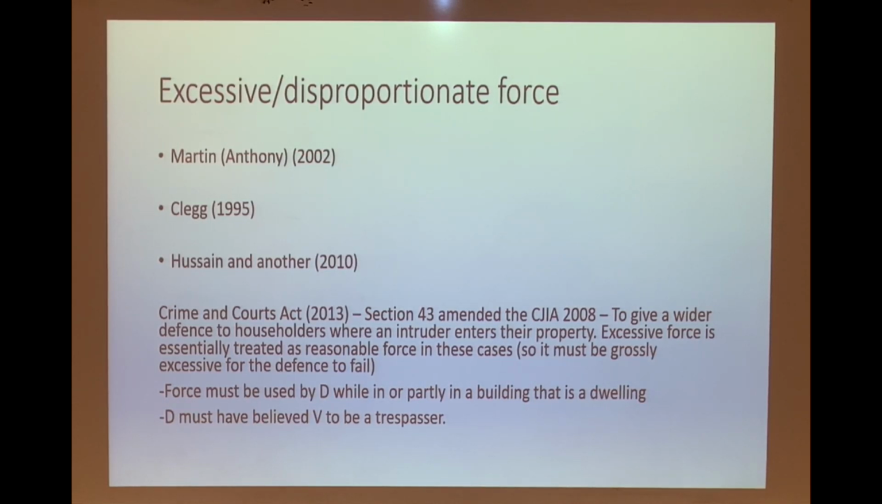Clegg was a soldier at a checkpoint. Some joyriders were driving towards him in a car, and he fired at them. The car turned around, he carried on firing, and he actually killed one of the people in the car as they drove away, which was again classed as excessive force. Hussein and another were tied up by some home invaders. The victims in that case managed to escape, and they chased the home invaders down the street, and they were able to catch one, and they broke a cricket bat over his head, so much so that the cricket bat actually broke into several pieces. And in all 3 of these cases, the force used was classed as excessive force, and they weren't able to use the defence of self-defence.